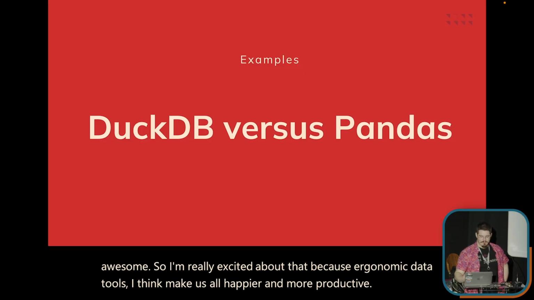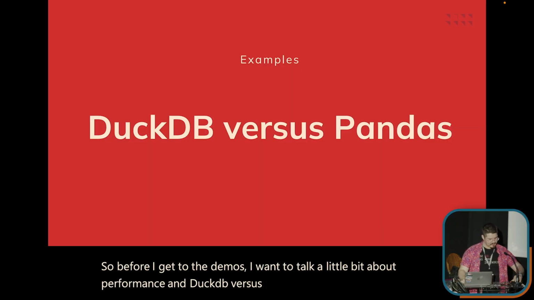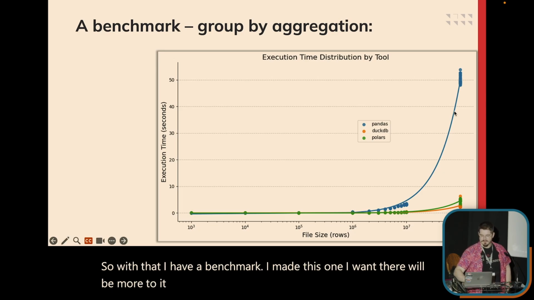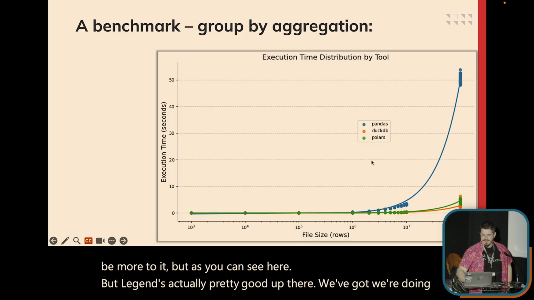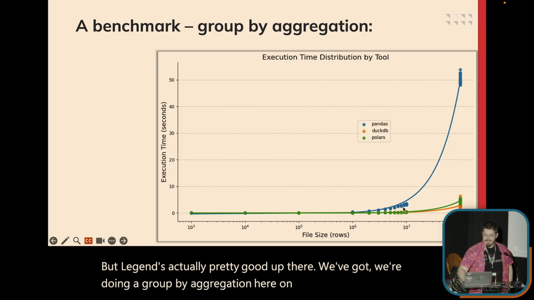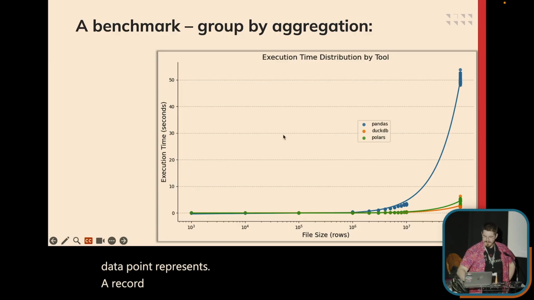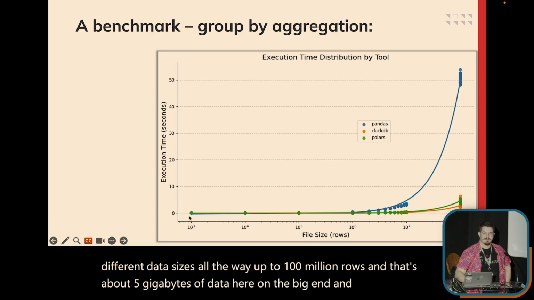So before I get into the demos, I want to talk a little bit about performance and DuckDB versus pandas. So with that, I have a benchmark. I made this one. There will be more to it, but as you can see here, the legend's actually pretty good up there. We're doing a group by aggregation here on differing file sizes. Each data point represents a record of runs, and you can see that I did it on a couple of different data sizes, all the way up to 100 million rows. And that's about 5 gigabytes of data here on the big end, and about 300 kilobytes on the small end.